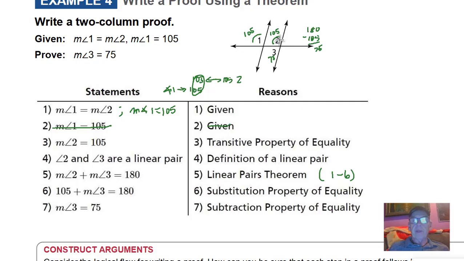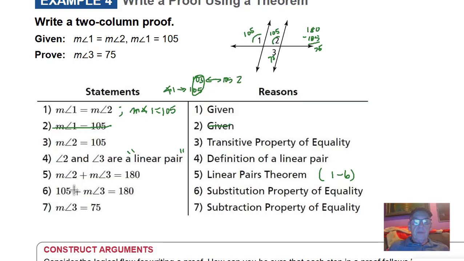That lets us say step 3. Now we note from the diagram that angle 2 and angle 3 make a straight angle, which means they're a linear pair. And that's the definition of a linear pair. Since they're a linear pair, they add up to 180 degrees. That's from our linear pairs theorem, which we just talked about. We've already kind of been using the straight angle equal 180 anyway. Now we have a theorem that says that for us.